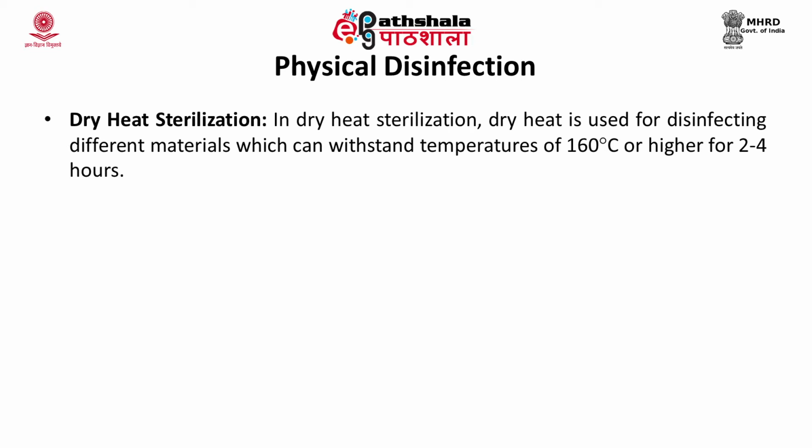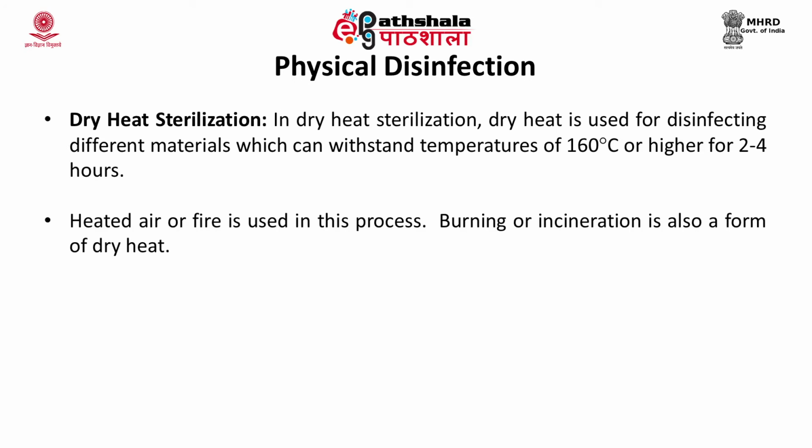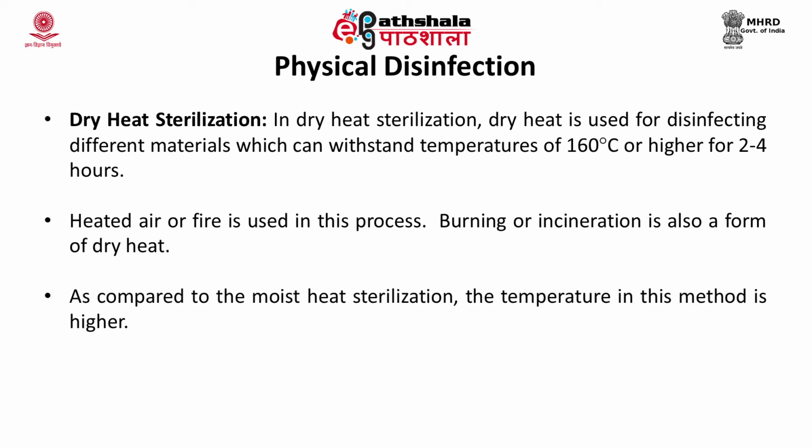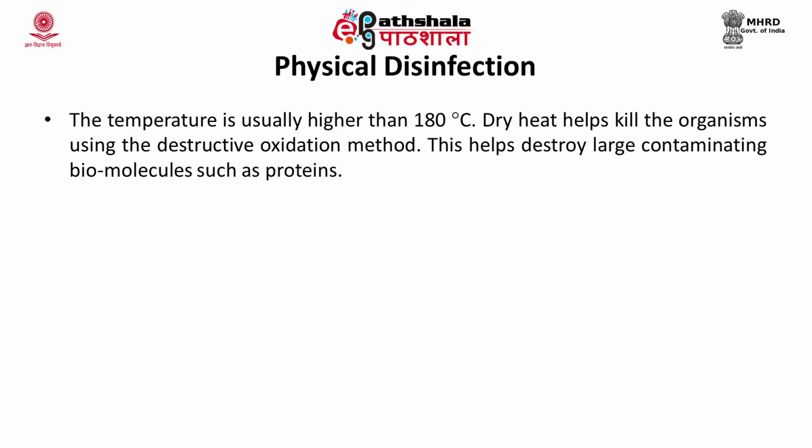In dry heat sterilization, dry heat is used for disinfection of materials which can withstand temperatures of 160 degrees C or higher for 2 to 4 hours. Hot air or fire is used in this process. Burning or incineration is a form of dry heat. As compared to moist heat sterilization, the temperature in this method is higher, usually greater than 180 degrees C.